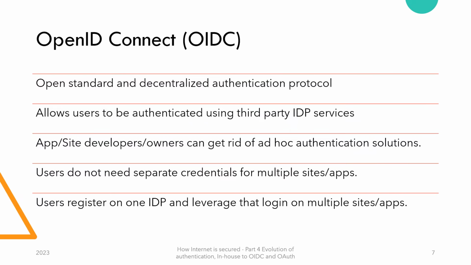OpenID Connect is an open standard and decentralized authentication protocol. It allows users to be authenticated by cooperating sites known as relying parties using a third-party identity provider service, thus eliminating the need for websites to provide their own ad hoc login systems and allowing users to log into multiple unrelated websites without having to have a separate identity and password for each. Users now create accounts by selecting an OpenID identity provider and then use those accounts to sign in to any website that accepts OpenID authentication.